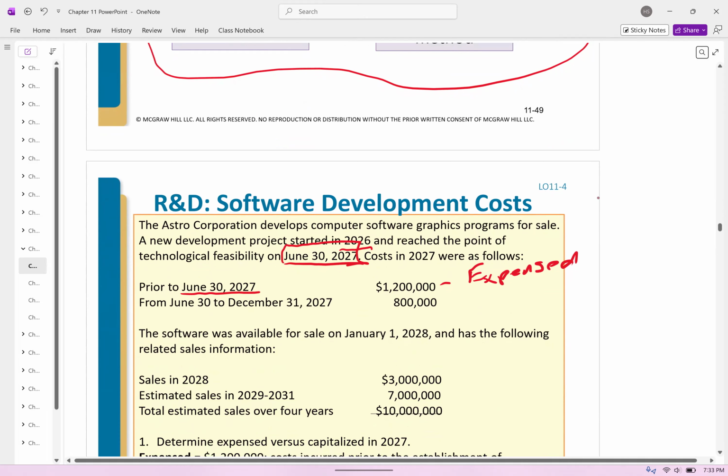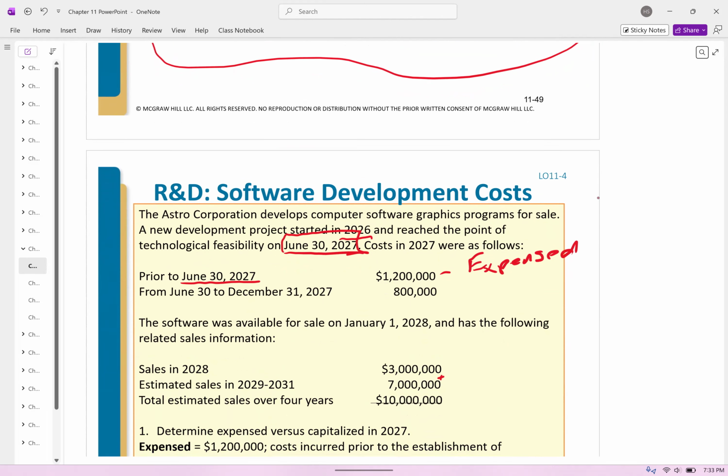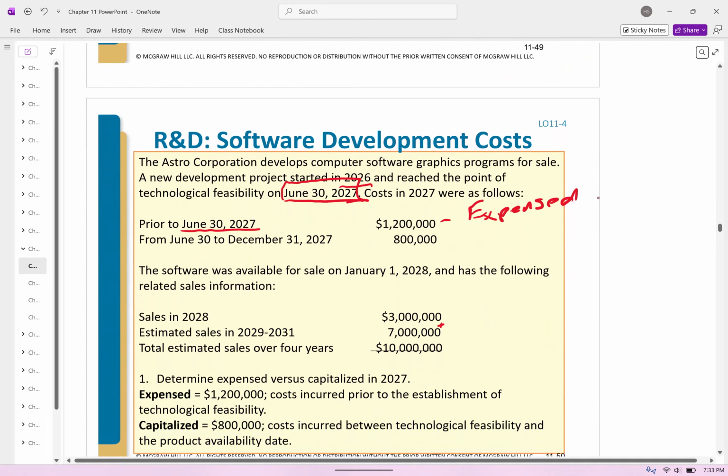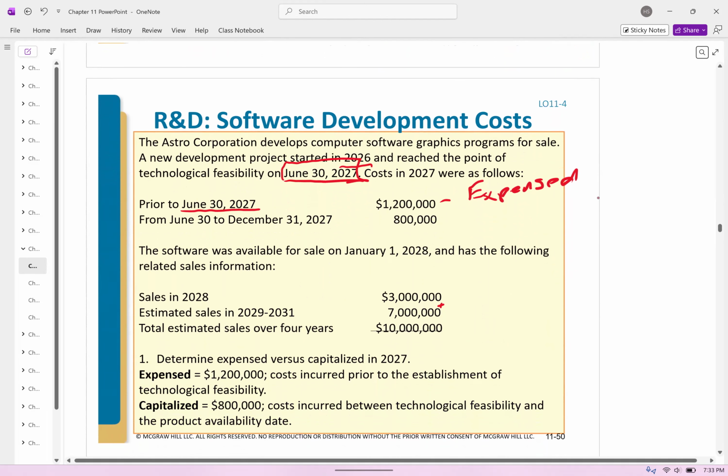They tell us what the sales in 2028 will be, and then the sales from 29 through 31, and then the total. That 10,000 is just these two added together. Okay, the 3 million is year one. That's what we're calculating. Okay, so the first thing they wanted us to do is figure out what is going to be expensed and what's capitalized.